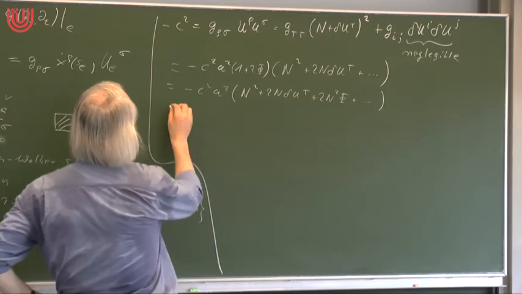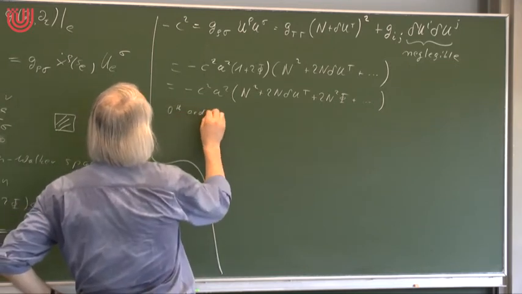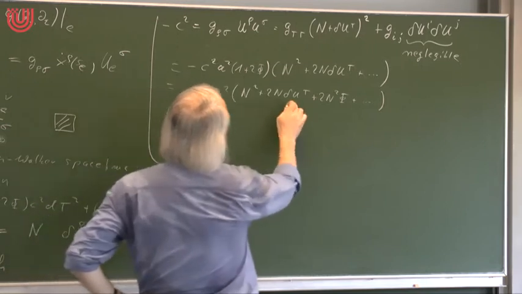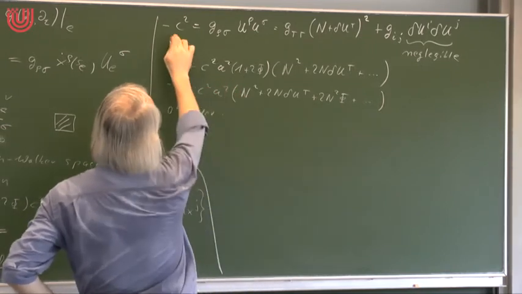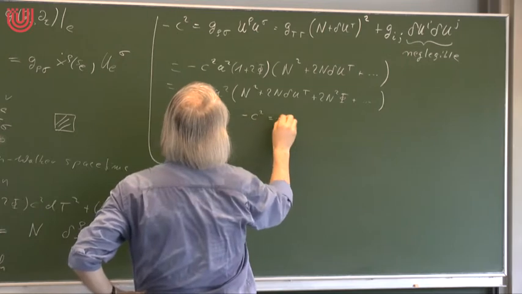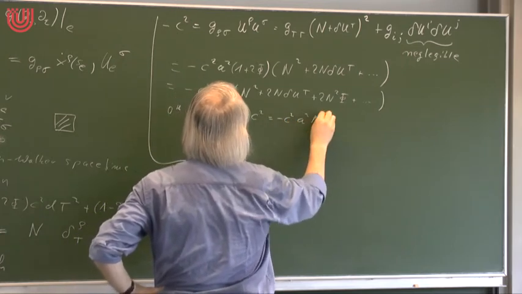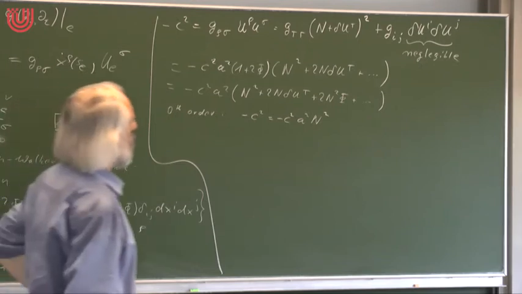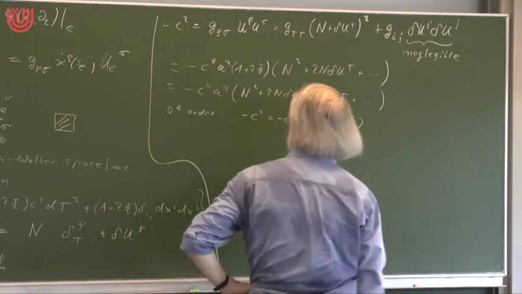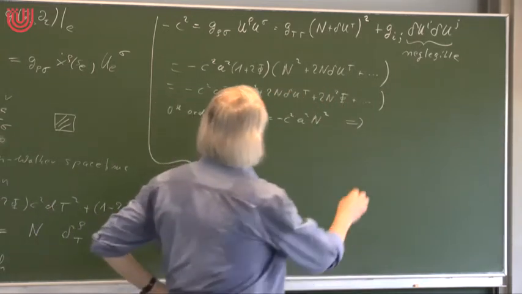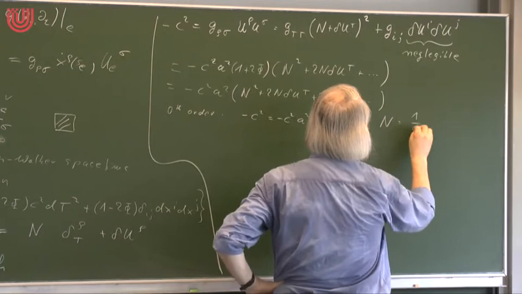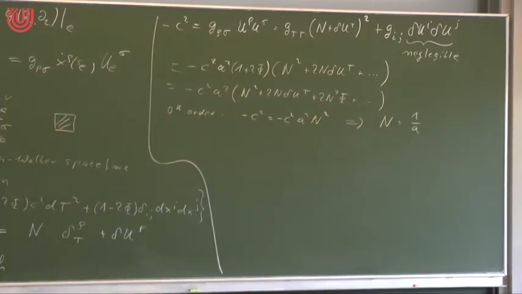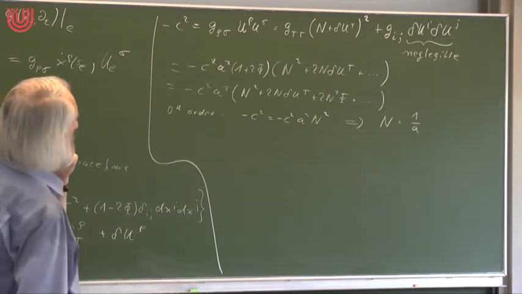Okay, so in zeroth order, this is first order, this is first order, so I have to compare this with this here. I get minus c squared is minus c squared a squared n squared. That's the zeroth order terms on both sides. So this means, can I solve this? I think n must be 1 over a, right? n must be 1 over a, plus or minus, but we want to have it future pointing. So it should be with a plus sign in the direction of delta rho t.